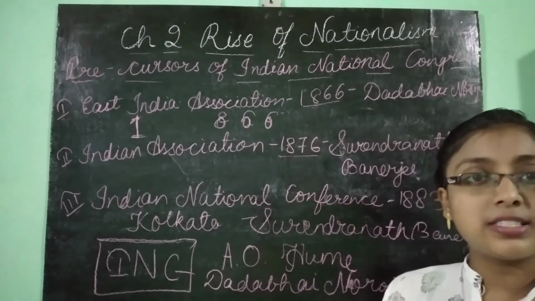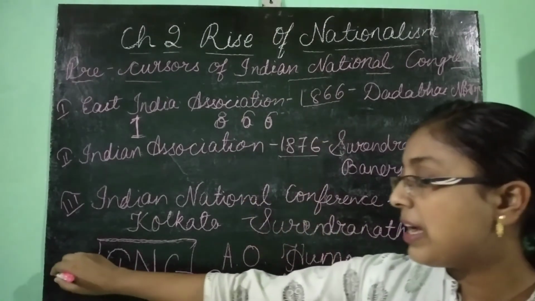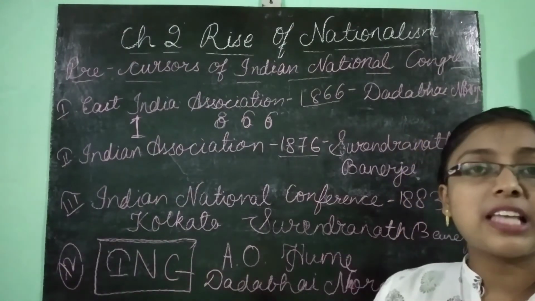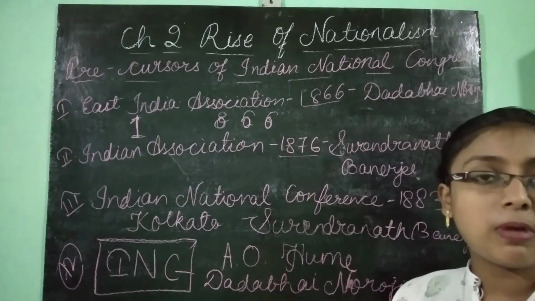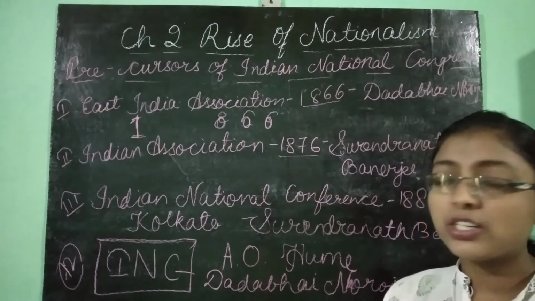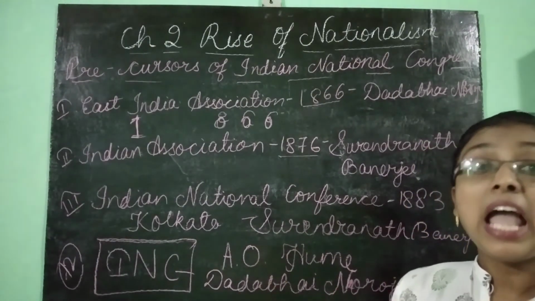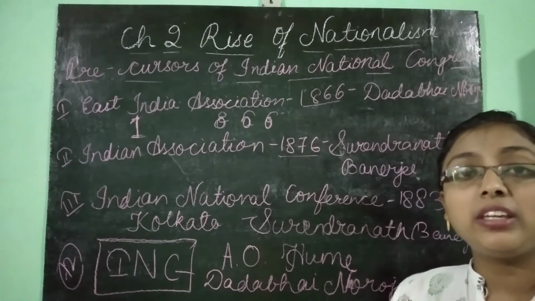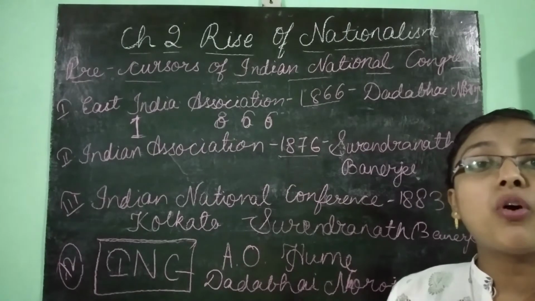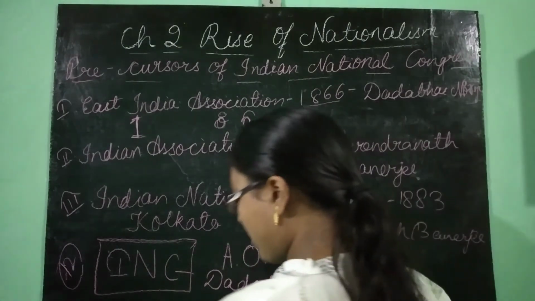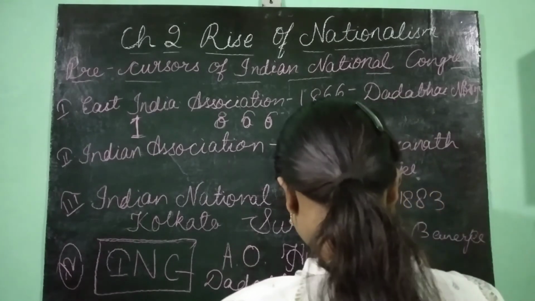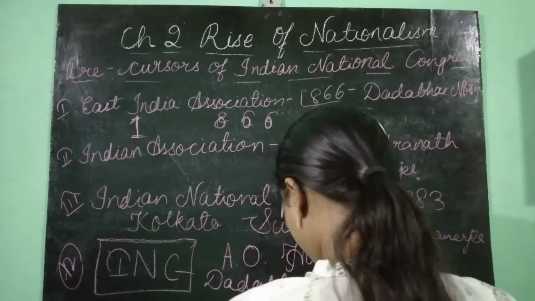Now, its first session was attended by 72 delegates. Okay, that is 72 members attended the Indian National Congress in its first session. And who presided the first session of the Indian National Congress? Womesh Chandra Banerjee. Okay, what's the name? W.C. Banerjee.